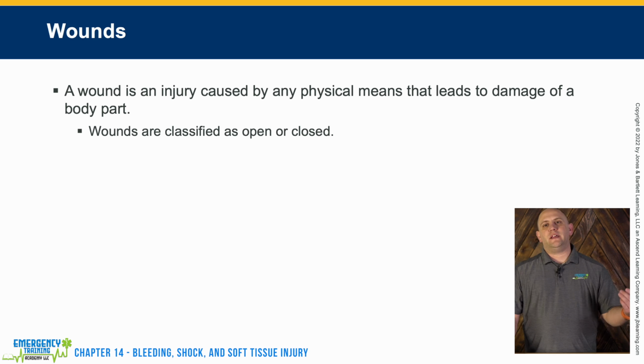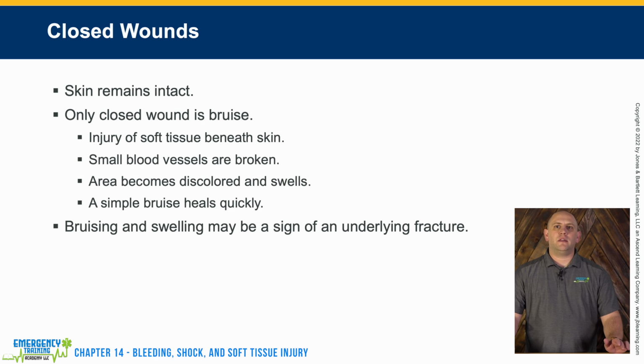An open wound is any time the skin is broken. This can be as simple as an abrasion or a scrape that occurs as the skin is rubbed across a rough surface, like rug burns or anything like that. We can also have punctures. This occurs when any sharp object penetrates the skin.